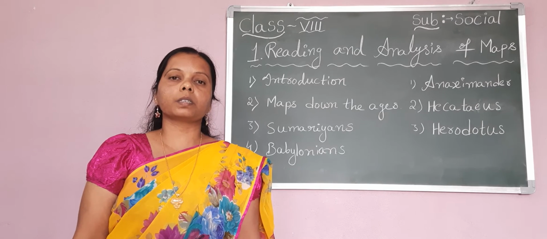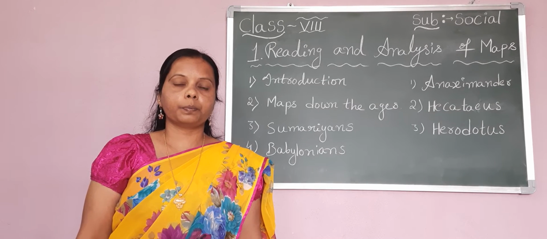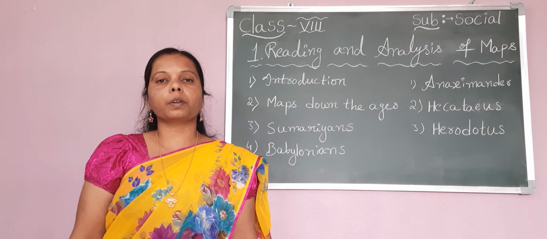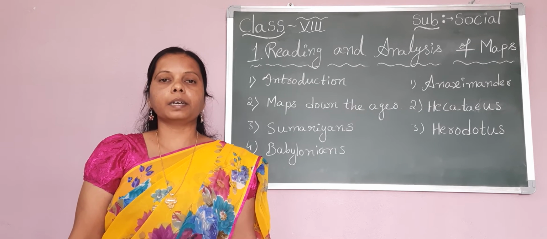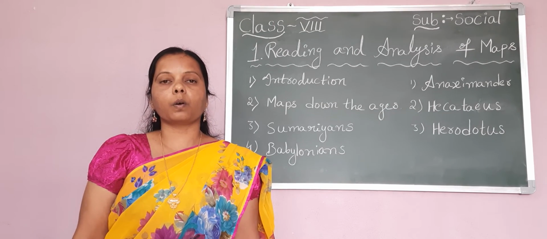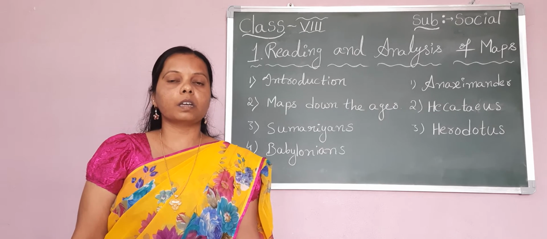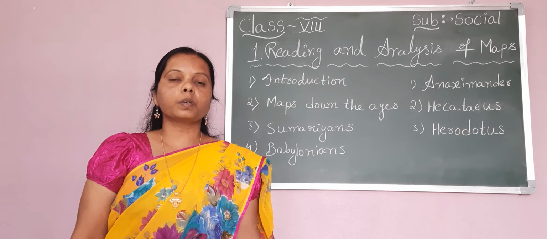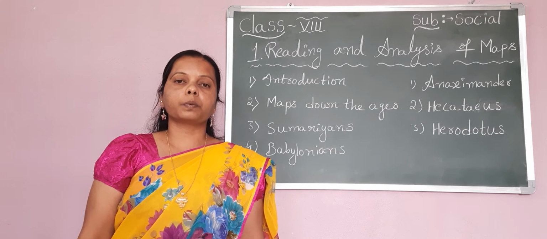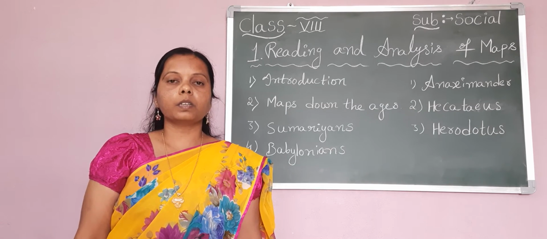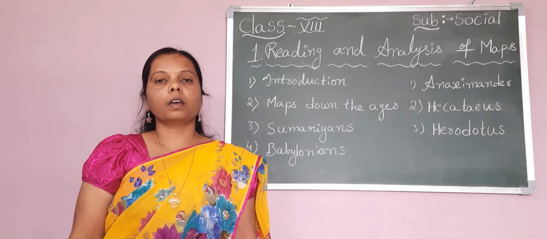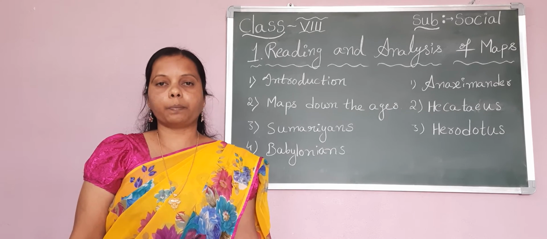So we use maps for various purposes, but a photograph gives just clear information about a particular place, and it doesn't show how it is. It doesn't show whether the place is cool or hot, or what language they speak. That is possible only through maps. So geographers make maps for various purposes. In this topic we are going to learn about some of the earliest geographers who made maps, and their purposes.